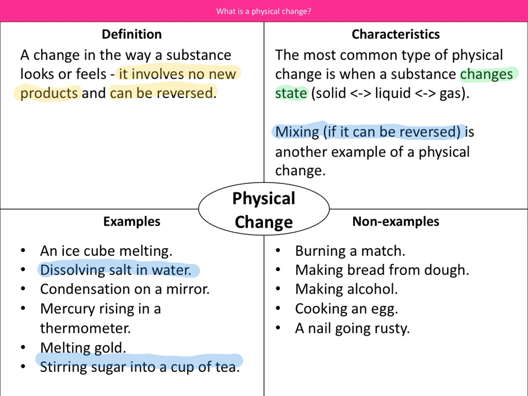And when you look at all of those non-examples on the bottom right-hand side, burning a match, making bread from dough, cooking an egg, a nail going rusty, those are all examples of chemical changes. So really, we've got an either-or here. We've either got a physical change or we've got a chemical change.